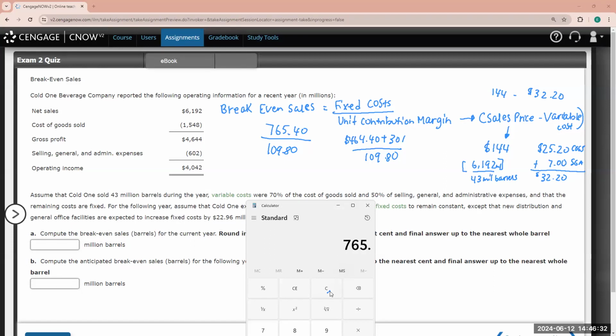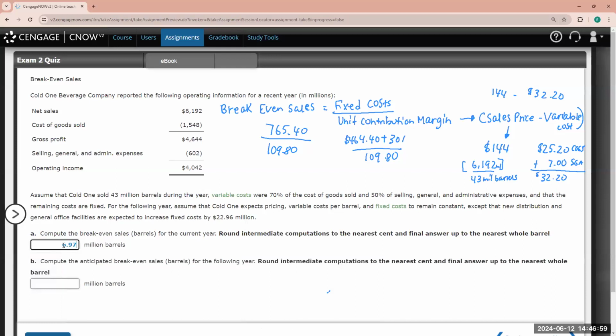So $765.40 divided by 109.80. And this lets us know that we need to sell 6.97 million barrels. So 6.97 million barrels. And I'll actually write it in. So now it's asking us to compute the anticipated break-even sales for the following year.